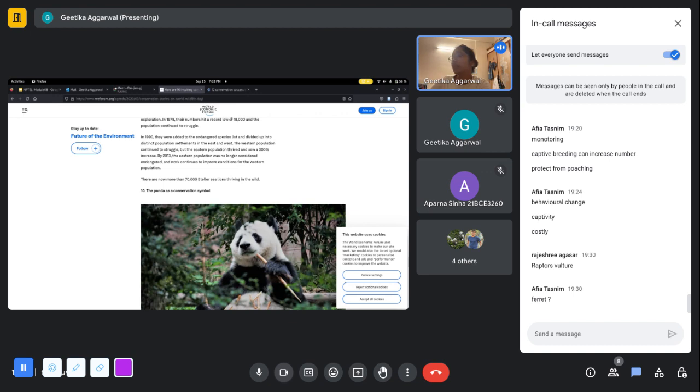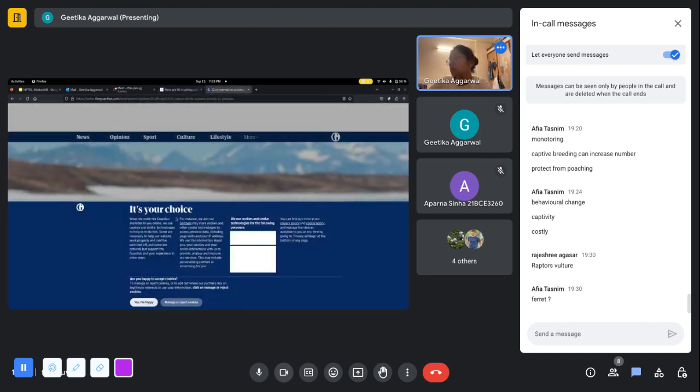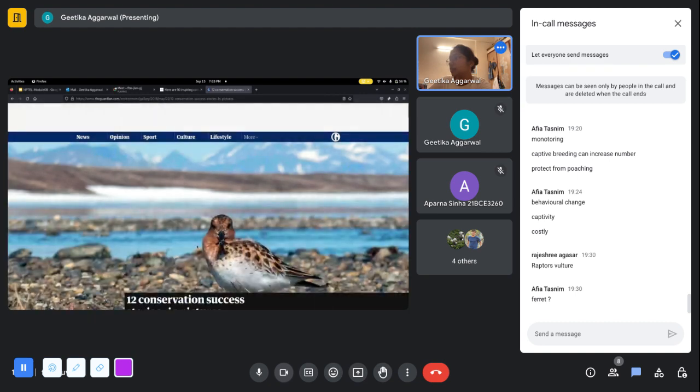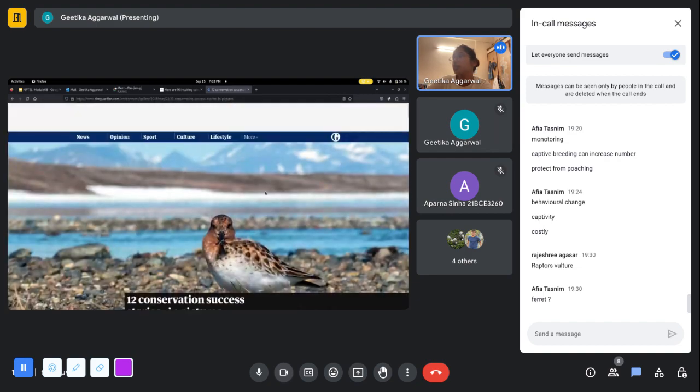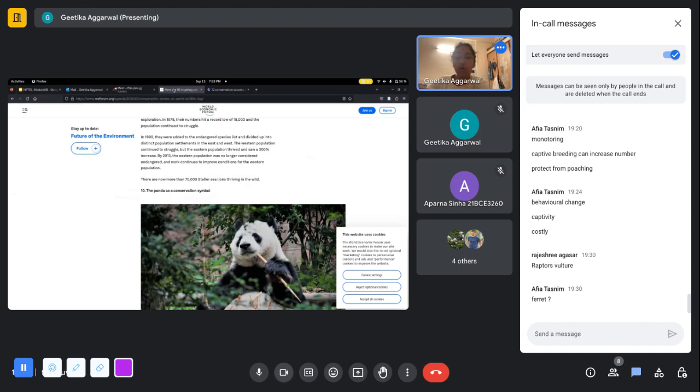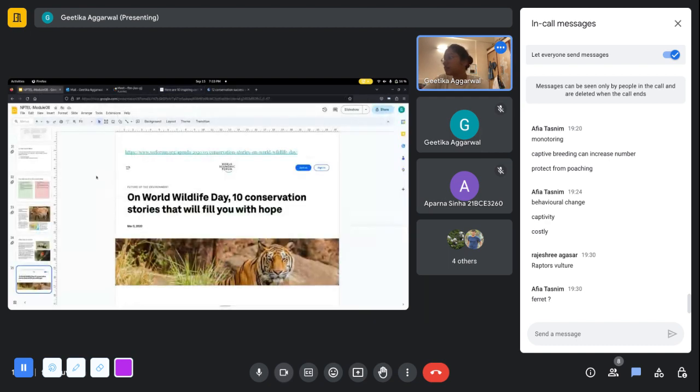You can go and have a look at this article, and there is another article here which also tells us about some other conservation stories from these images. So you can look at these two pages. This will give you some more information about all the conservation practices that are being carried out by humans and which of them have been successful.